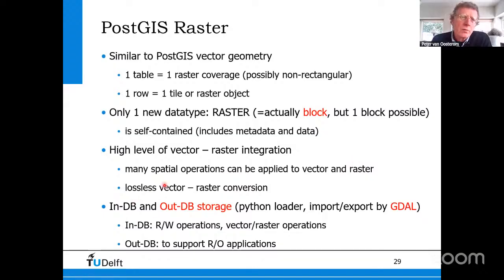And there's also conversion. Maybe this is the easy way, from vector to raster. So if you have vector data and you say, okay, I want to work with this as a raster image, then the database offers you a function for that. There are two options to store the raster, inside the database or outside the database.